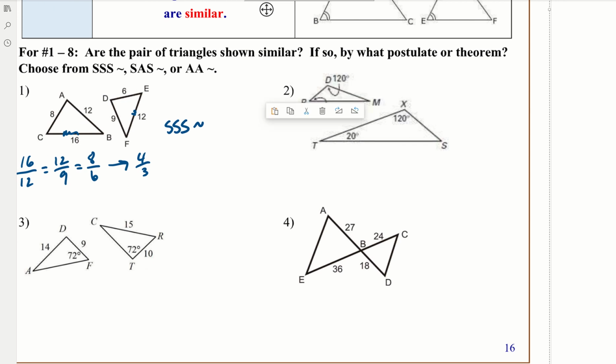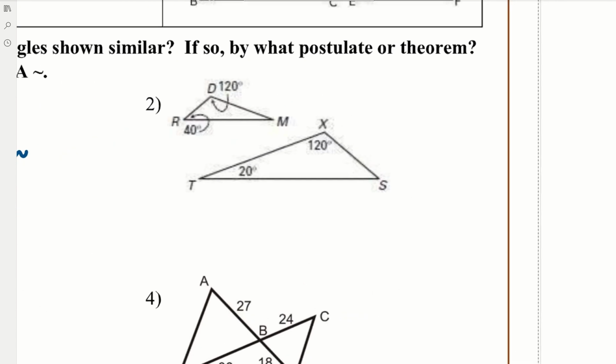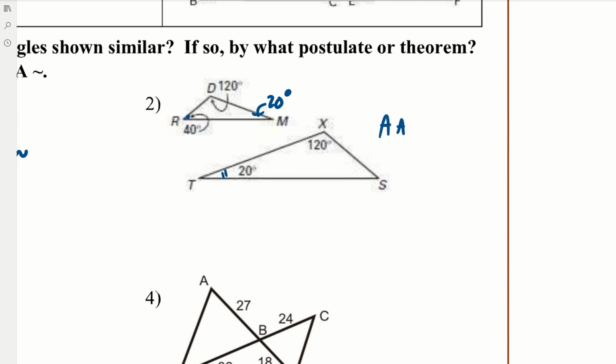I have that one angle is 120 degrees. They told me that one is 40 degrees. I don't know angle M, but hey, I can figure it out. It's just 180 minus 120 minus 40, and that gives me 20 degrees. So this one's 20, that one's 120. Yep, so these are similar by the angle-angle similarity postulate.